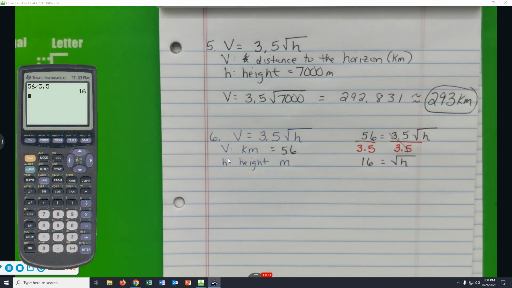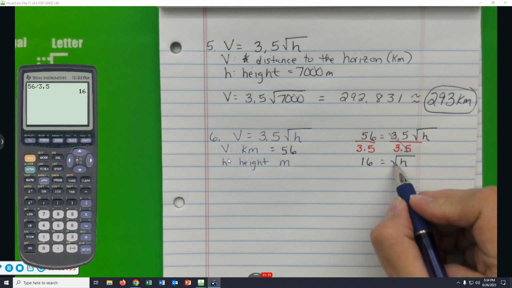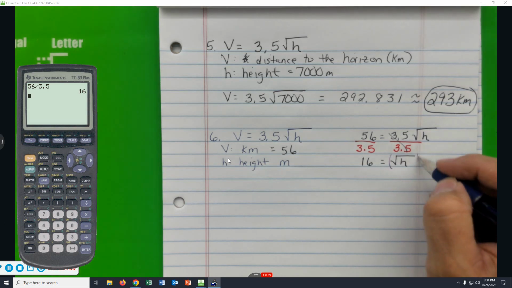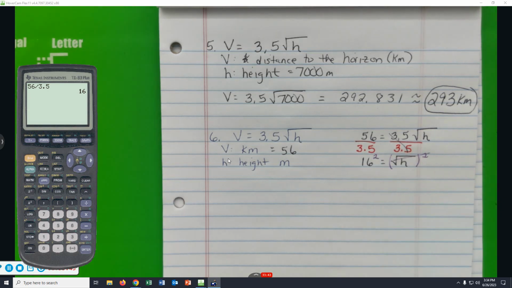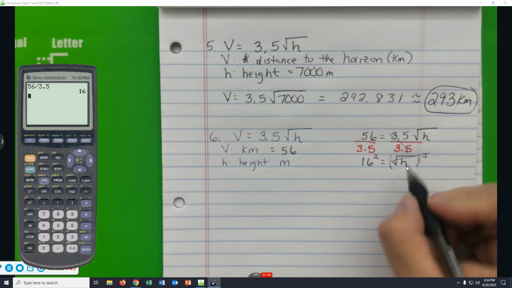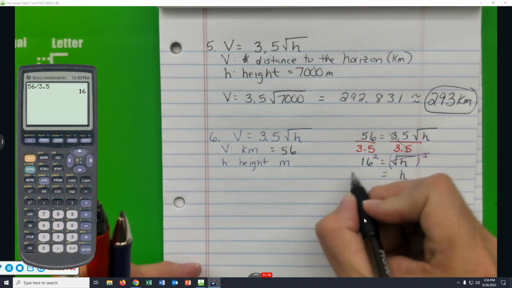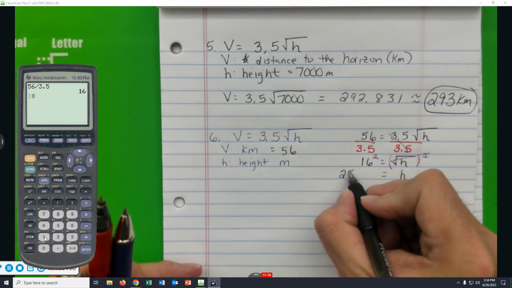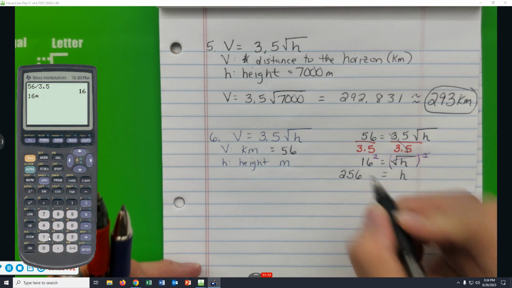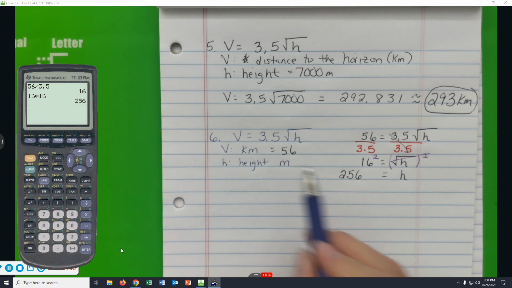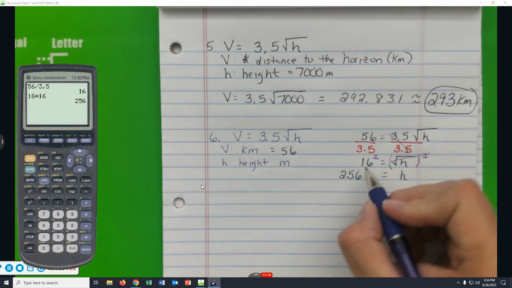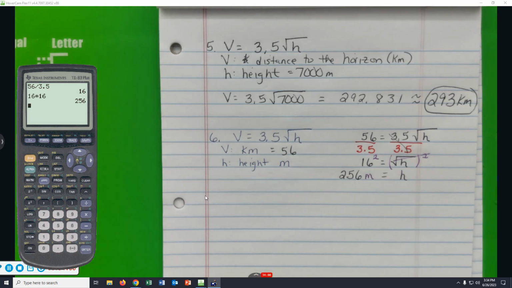How do we get rid of the square root? What's going to cancel that out? You square both sides. So let's square both sides, and we're going to get h equals, what's 16 times 16? Isn't it 256? You can verify it with your calculator. And this is an h, that's in meters. So 256 meters.